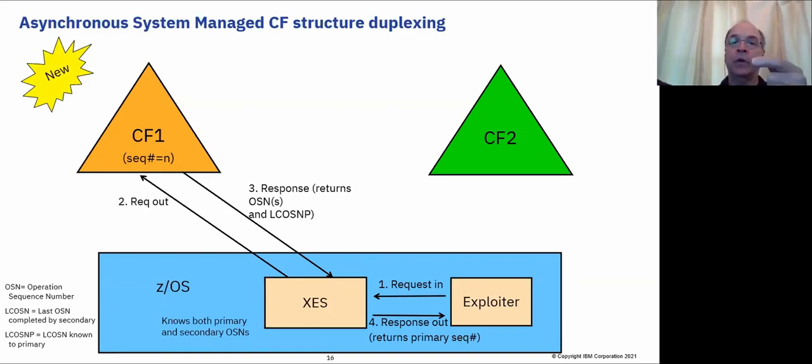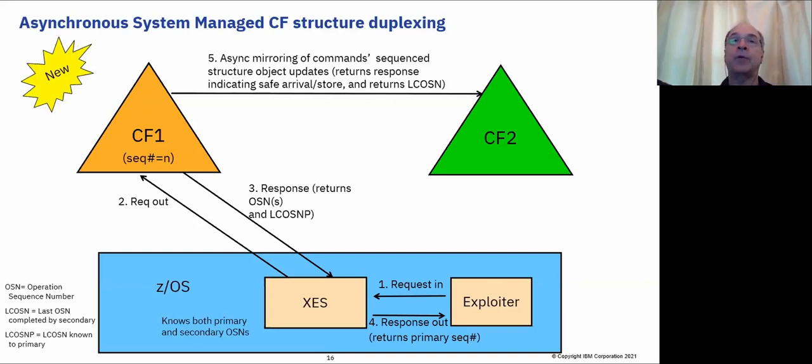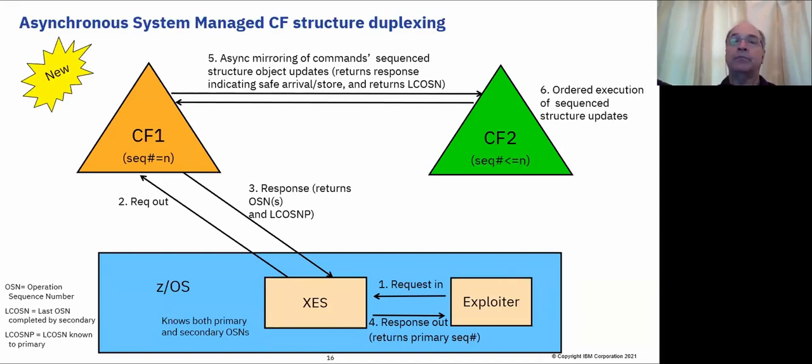Asynchronous to item 4, and the IRLM handing the response back to the application. Asynchronous to that process, the primary structure is going to mirror the commands that it just handled and send them to the secondary. The secondary is going to send back, yes, I received it. Oh, by the way, this is the last operation that I did, right? The LCOSN. So now the primary has a record of that.